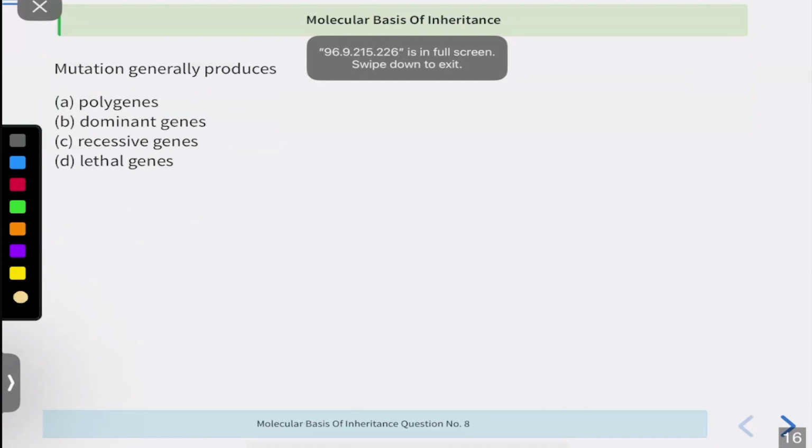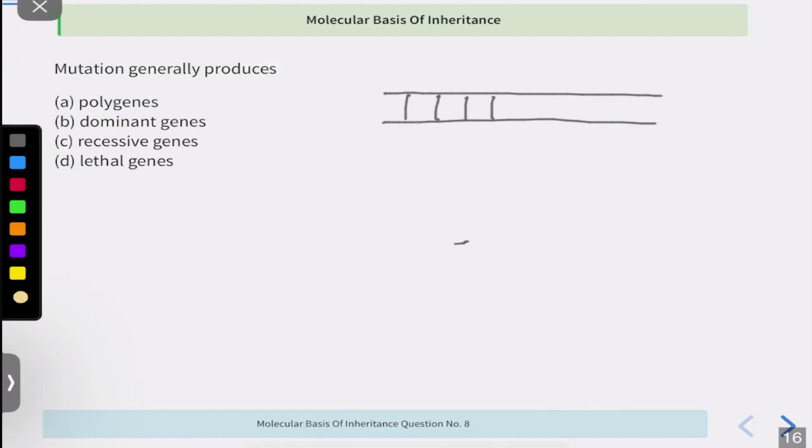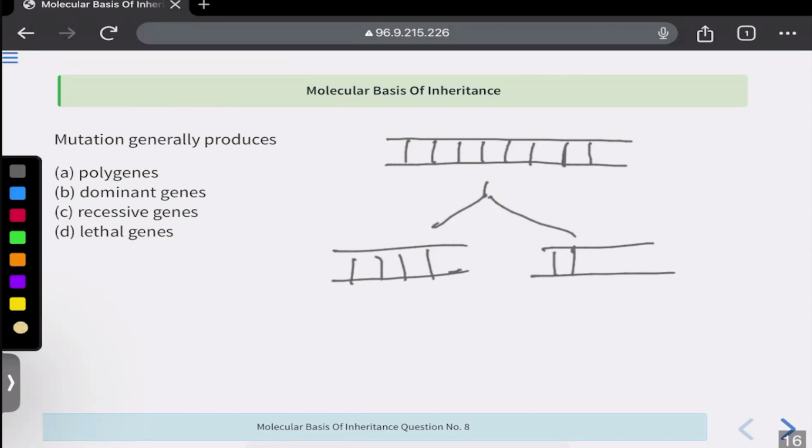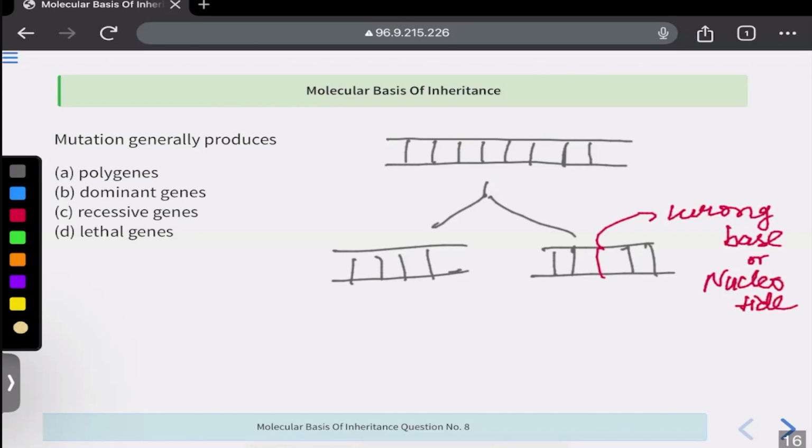Now mutation generally produces. So they have asked generally. So first we'll understand what is mutation. In simple terms, I told you the central dogma. This is DNA. And this DNA is going to replicate and form DNA again. But during replication, sometimes there is an error and you insert a wrong base or wrong nucleotide. This is called a mutation. Now it could be just one wrong base or two wrong bases or an entire length could be wrong. It is generally variable. Now this DNA is a mutated DNA.